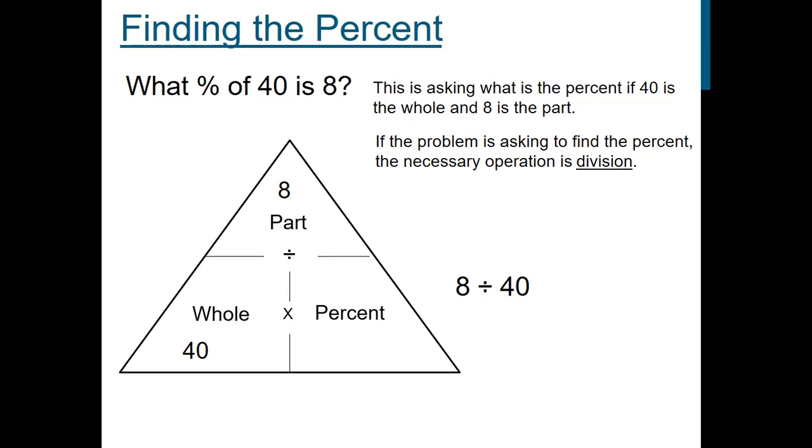Now, 0.2 is not my answer. That's my decimal. Remember, if we're looking for a percent, we have to make sure that we turn our answer into a percent. So 0.2, if I move my decimal 2 places to the right, becomes 20%.